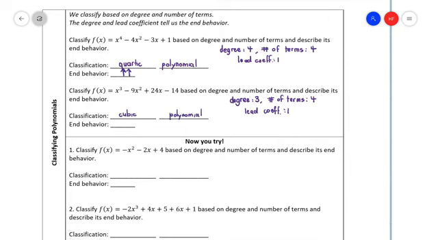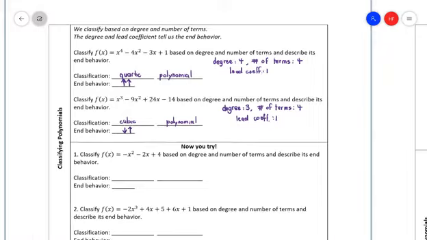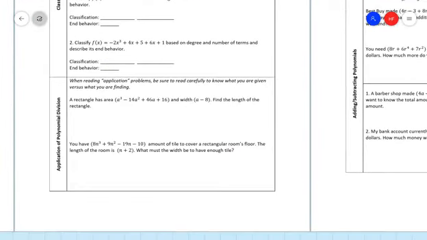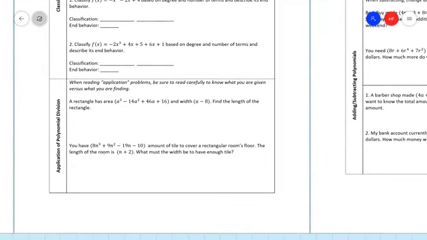And then end behavior, my degree is odd and my lead coefficient is positive. Positive tells me the second one would be up, and odd tells me they have to be opposites. So then you have to classify as well.